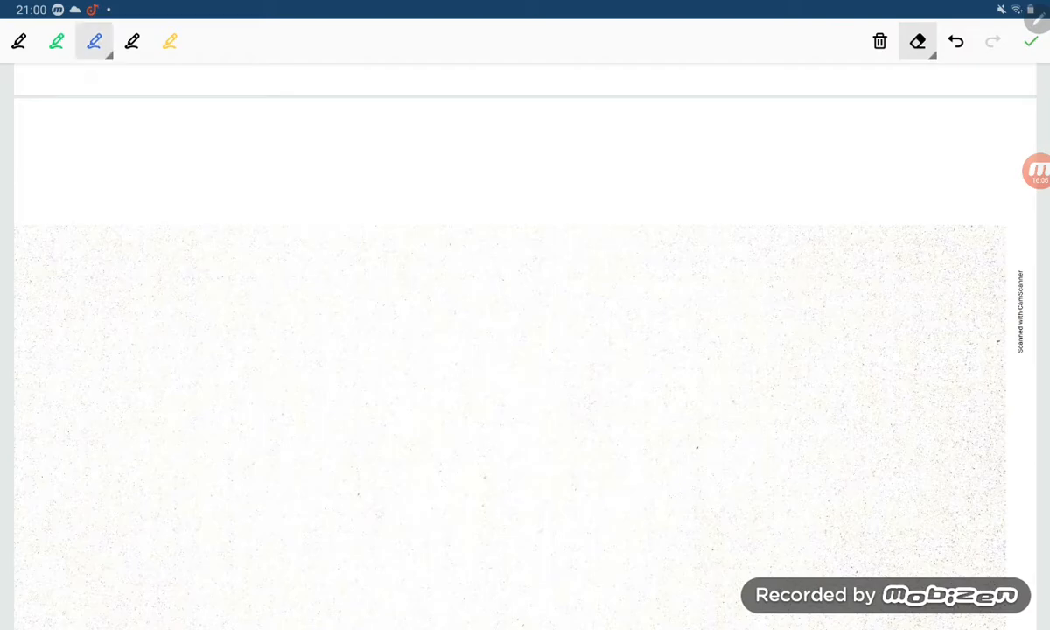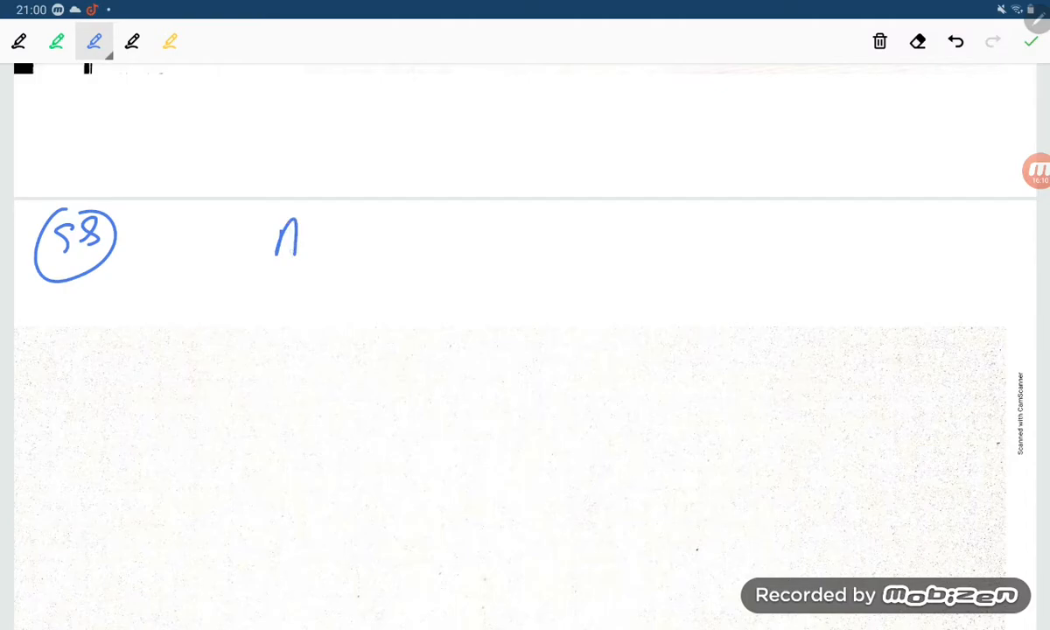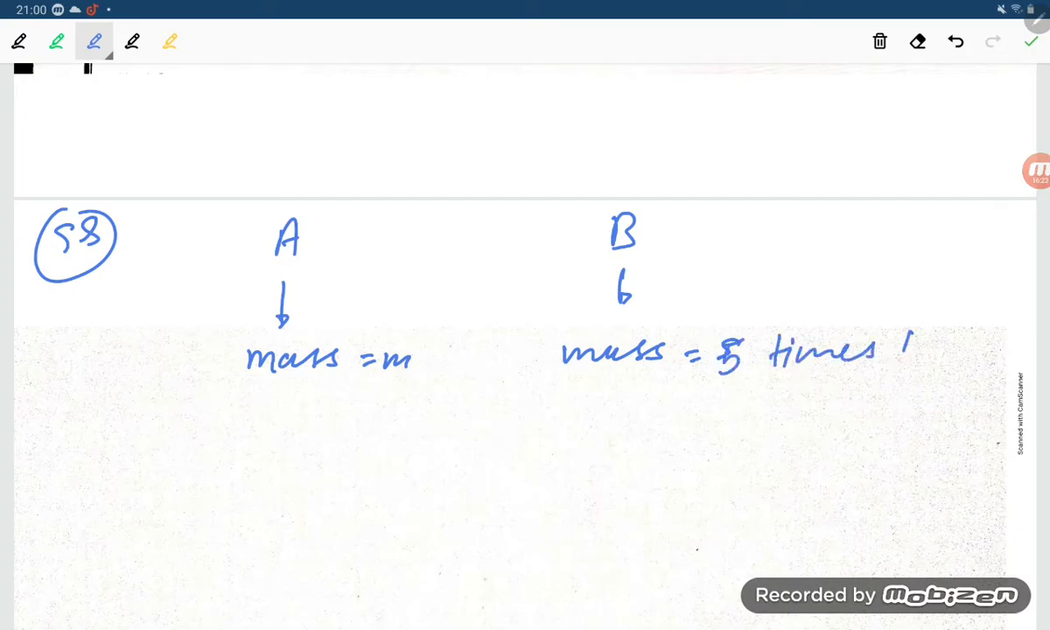Okay, so if you are solving question 58, students, some information is given. Two particles are given, A and B. The mass of A is m, and the mass of B is 5 times that of A. So the mass of A is m, and 5 times means 5m.